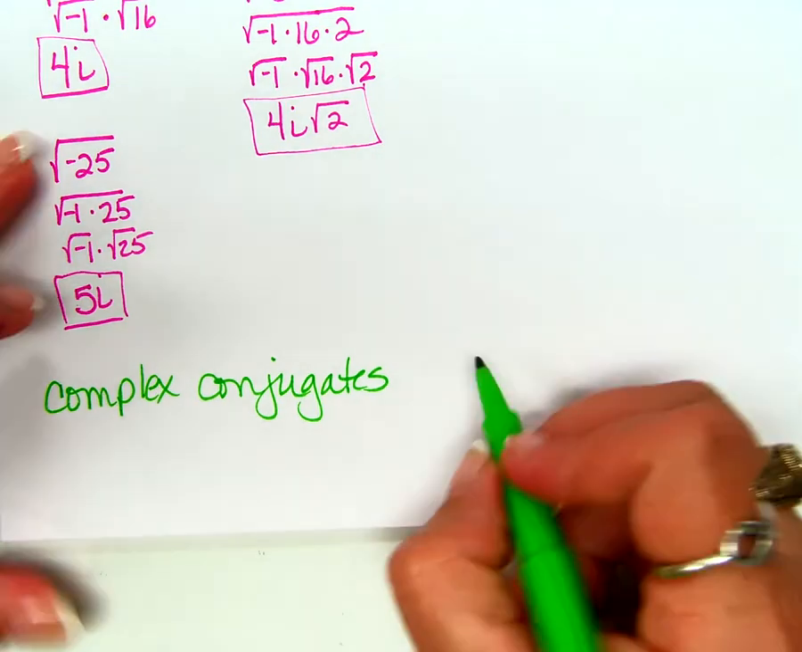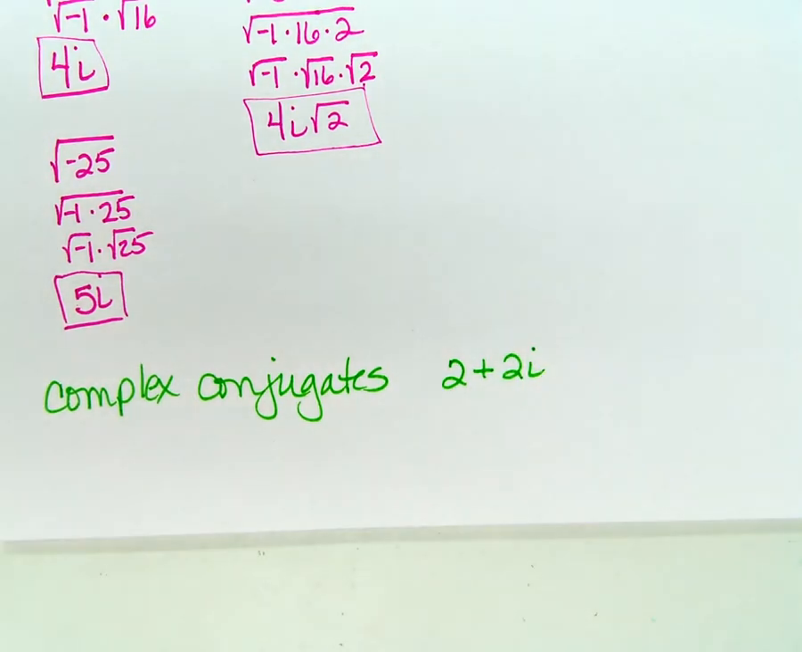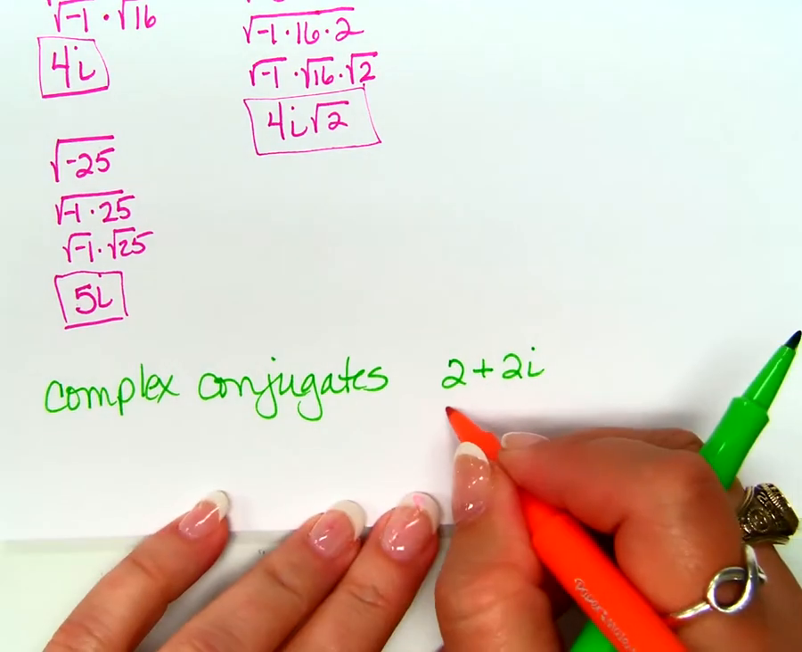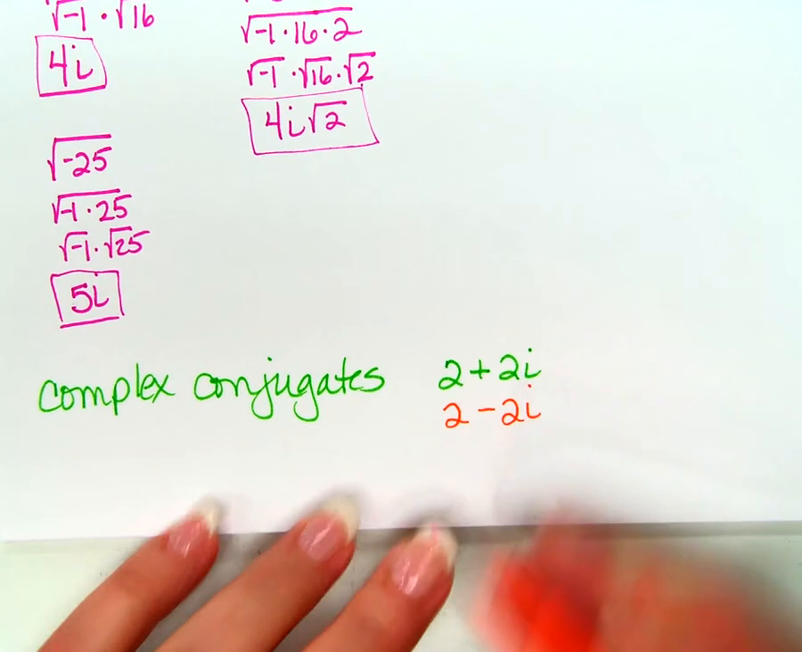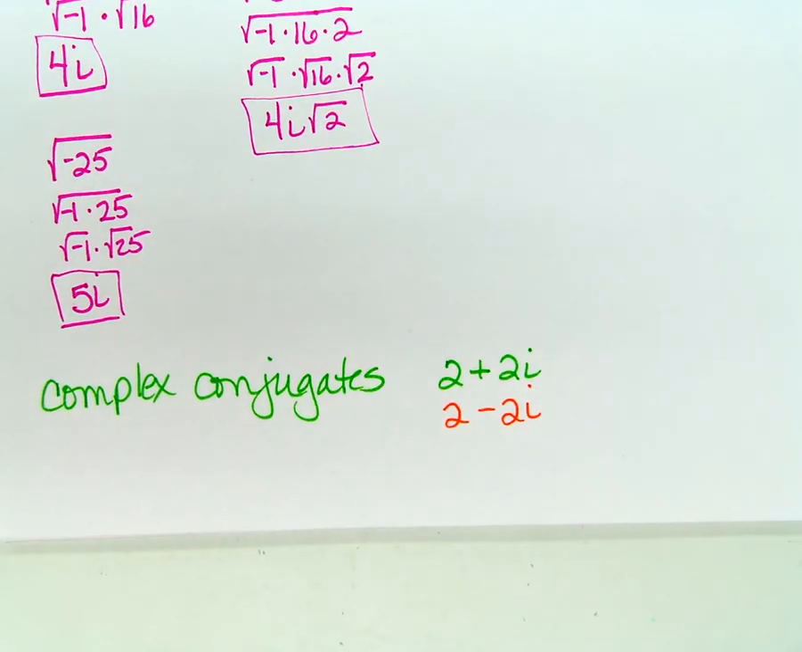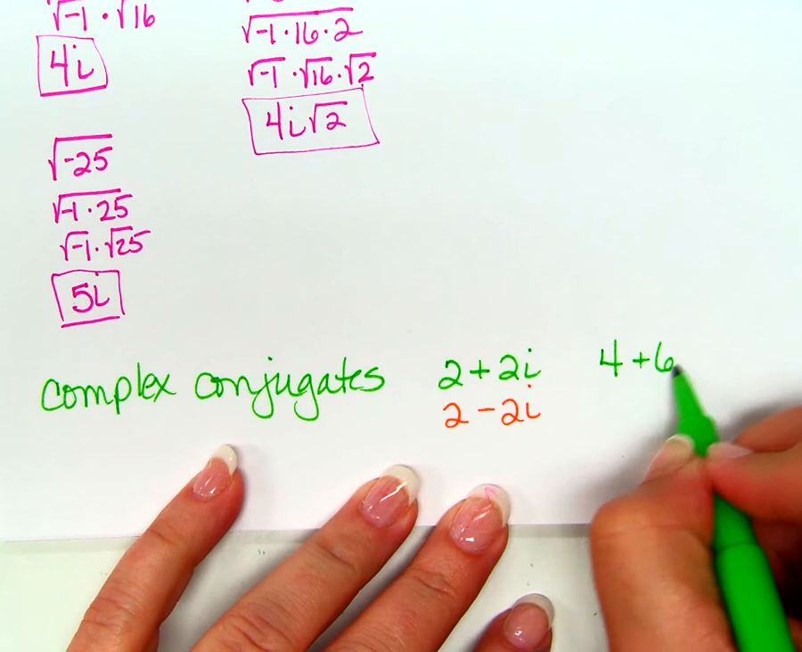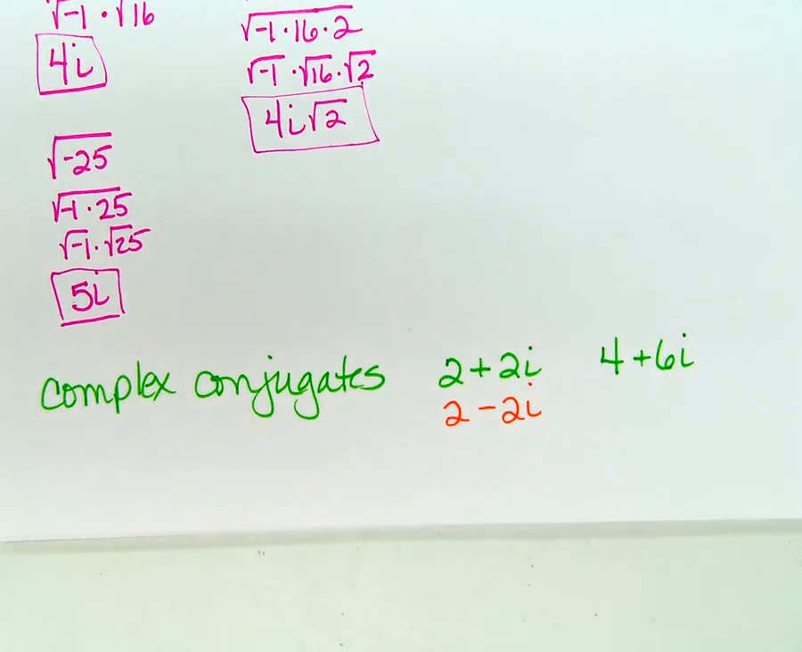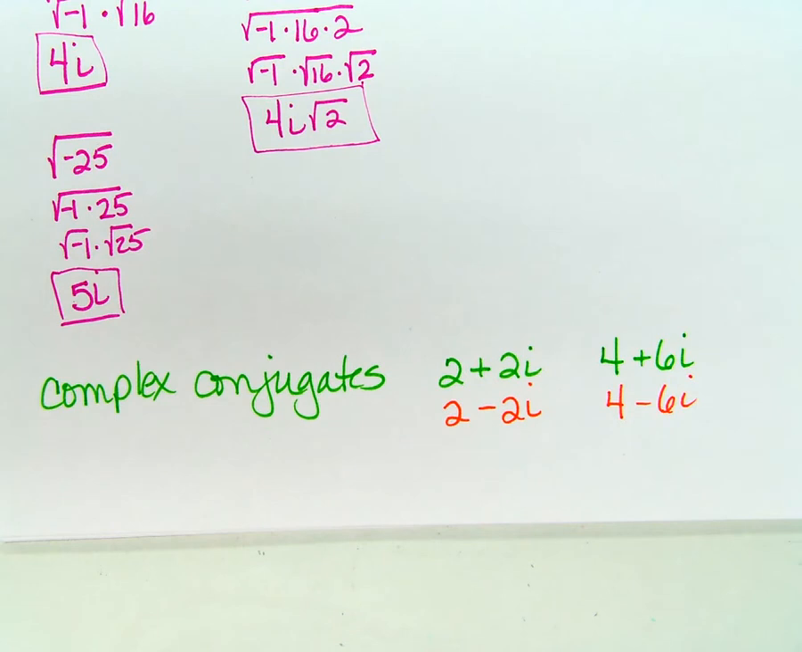Because what I said is, here is a complex number. What is its complex conjugate? Well, the real part stays the same. The imaginary part is opposite. Here's a complex number. What's its complex conjugate? Okay. 4 minus 6i.